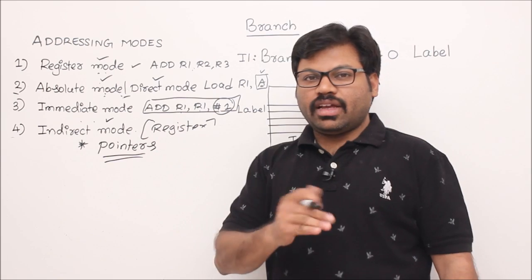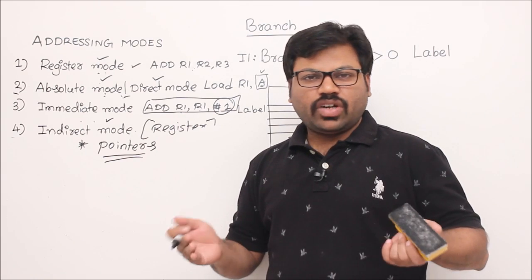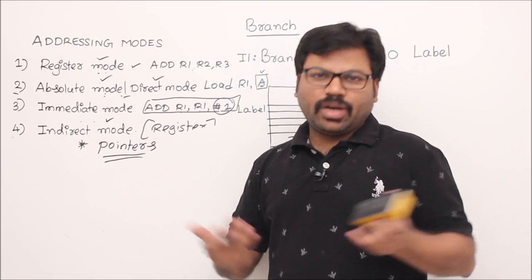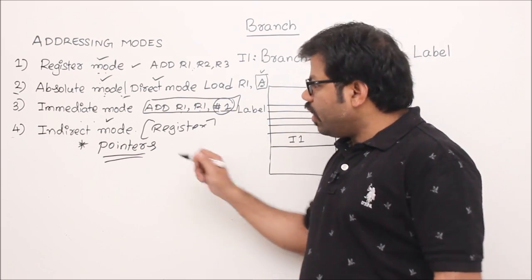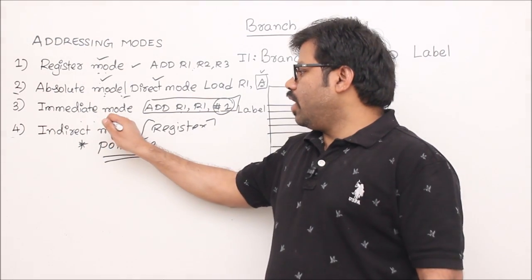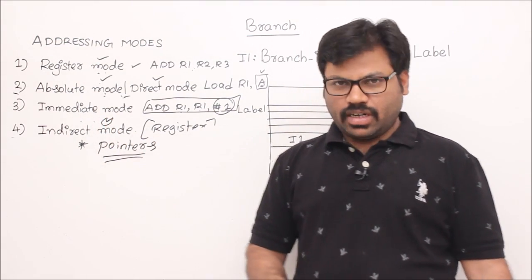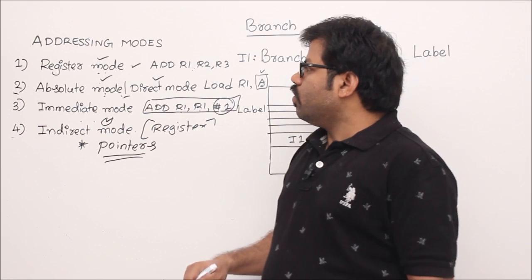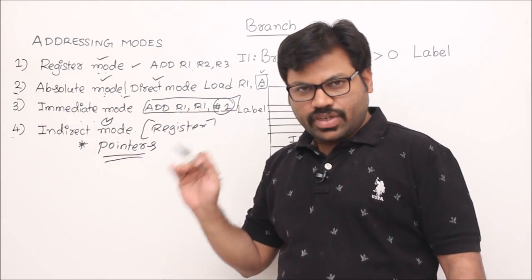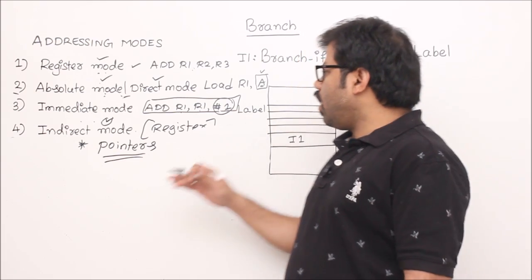So there should be assembly language support. Without assembly language, otherwise machine level instruction support, how can you implement pointers, correct? That's why definitely there is a support from your machine instructions, and that comes from a mode called indirect mode. Understand now? So register mode, absolute mode, immediate mode and indirect mode we have studied. We will be using them for one application.